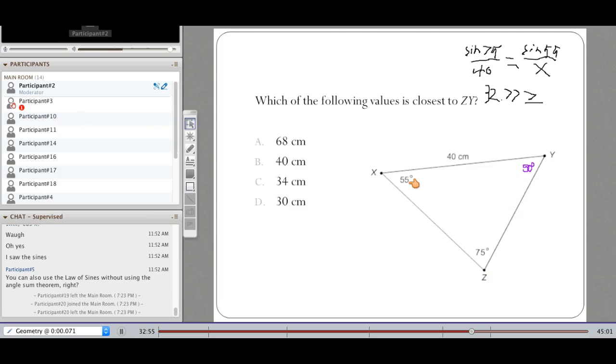So yes, the law of sines says you take the sine of the angle divided by the opposite side, and since we're looking for ZY and we have the angle across from it, that's how Mason set it up. He said the sine of 75, which is this angle, divided by the side across from it, 40, equals the sine of 55 divided by x. He's calling this side x because that's what we're looking for. Then from there, cross multiply.